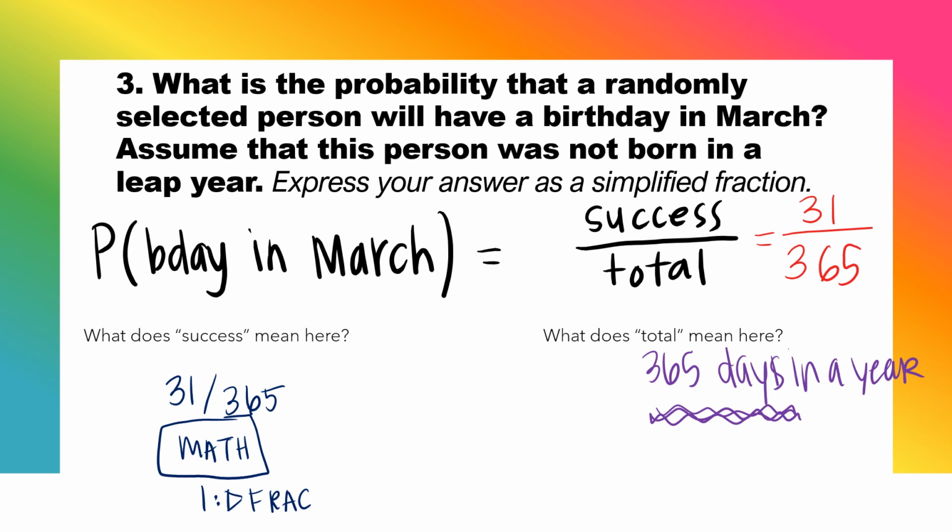All right, so there's our first probability question. That's our answer here, 31 over 365. There we go.